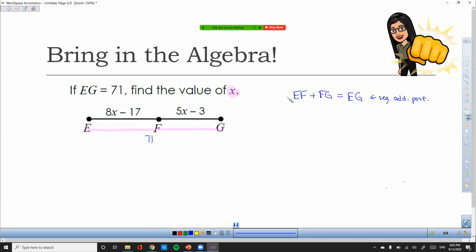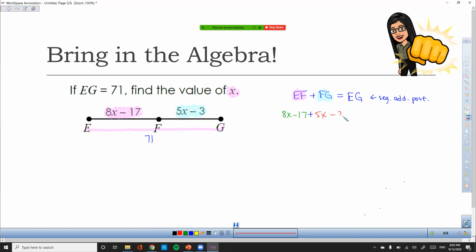All right, so once I set up my equation, now I can just substitute in the information that I know. How much is EF? We said that EF right here is 8x minus 17. Let me write it in here. Let me use a different color so it can be easier for you to see. I'm going to use green for EF. It's going to be 8x minus 17. And then plus, next is going to be my length of segment FG. How much is FG? FG is 5x minus 3. All right, so then I substitute it into my equation. I'm going to use a different color.